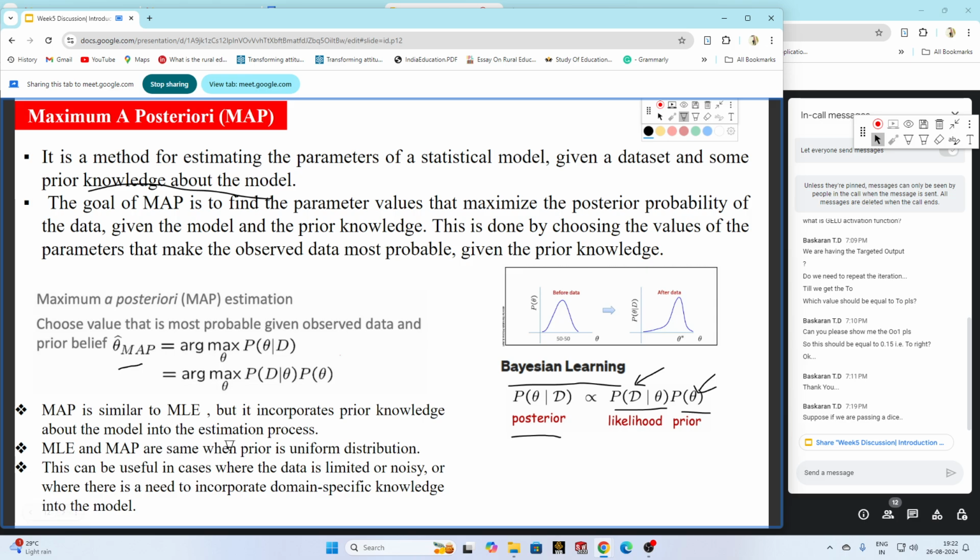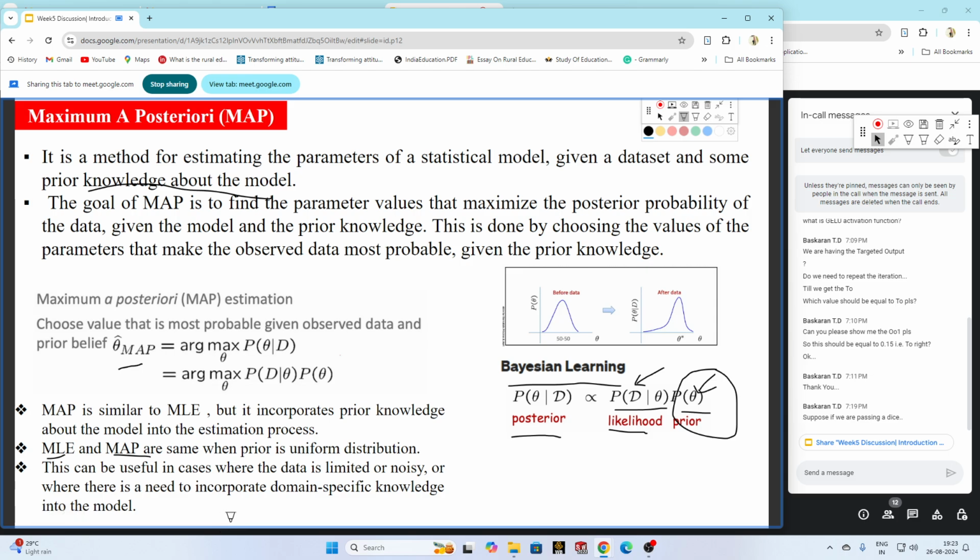Now MLE and MAP are same when the prior distribution is uniform. If this term is constant, then whenever we differentiate with respect to theta, the posterior probability and likelihood will be equal. When your prior is a uniform distribution, p(theta) will always remain constant, and when we differentiate a constant, it will be 0. That is why it will not affect the result. So MLE and MAP are same when the prior is uniform distribution.